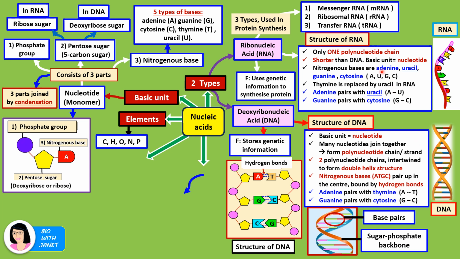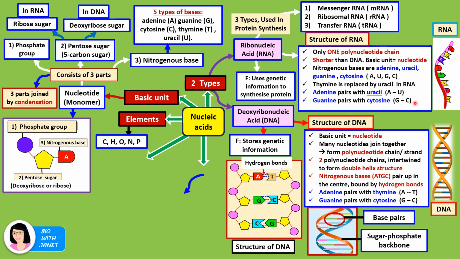Now the nitrogenous bases are adenine, uracil, guanine, cytosine. So notice that there's no thymine here. In RNA, the thymine is not there. It's replaced by uracil. We can say that thymine in DNA has been replaced by uracil in RNA. You don't get a T, you get a U instead, as one of the bases. Adenine pairs with uracil, A to U, and guanine pairs with cytosine, G to C.